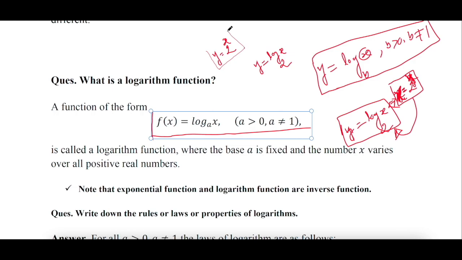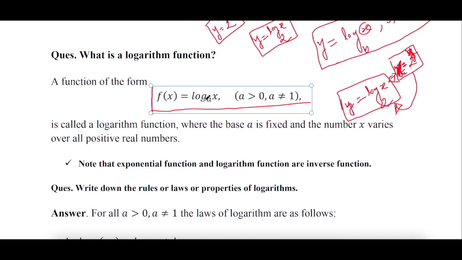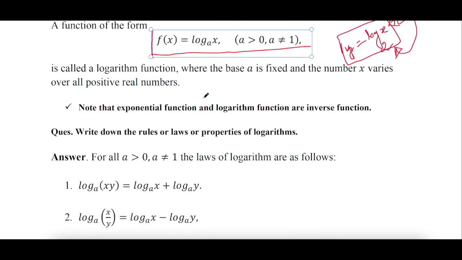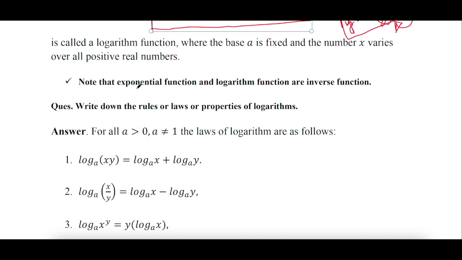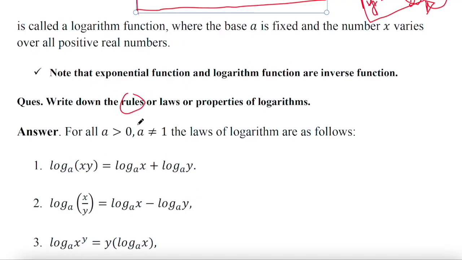Now you will easily understand why the two functions are inversely related to each other if you look into the graph of those functions, which I will discuss later. But before that, let me discuss the rules or laws or properties of logarithms.